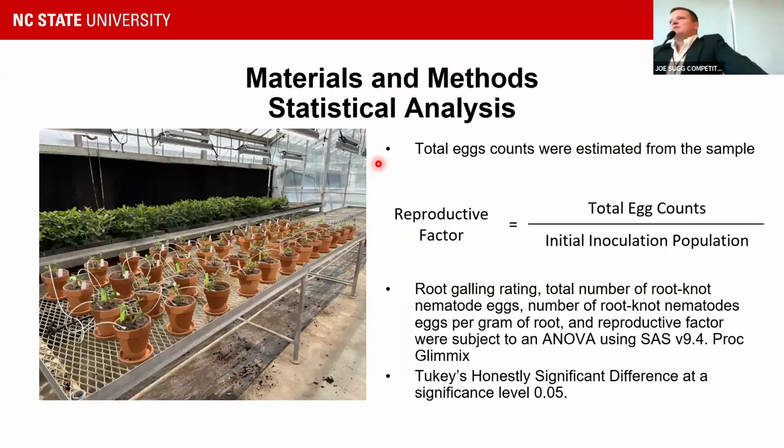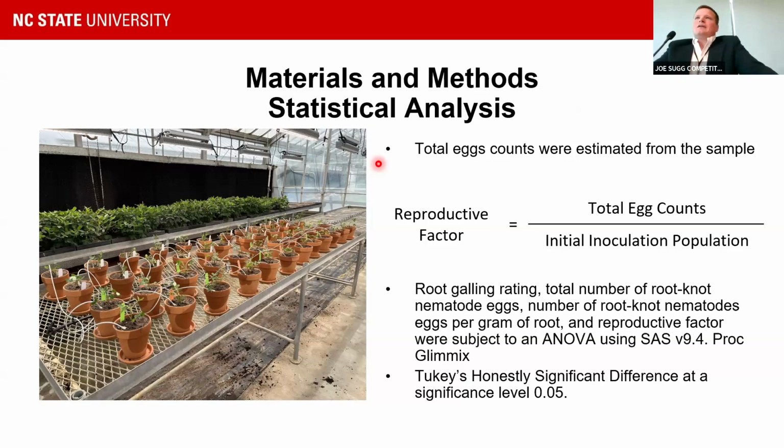From our sample size, we were able to calculate a total final egg count within each sample just by scaling it up to our total solution. Populations would have been so high, it would have been impossible to count all the eggs. So from our final egg count, we were able to calculate a reproductive factor. Our reproductive factor was just our final egg count over our initial egg count, and our initial egg count was 10,000 eggs at the time of inoculation.